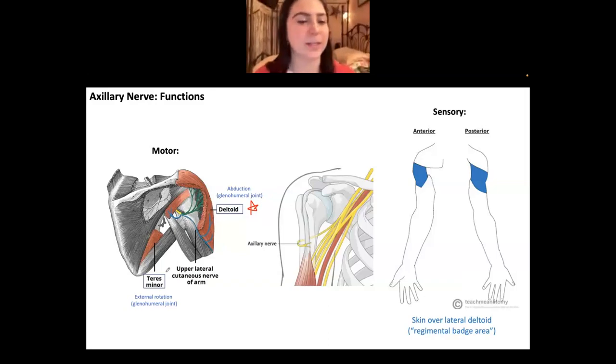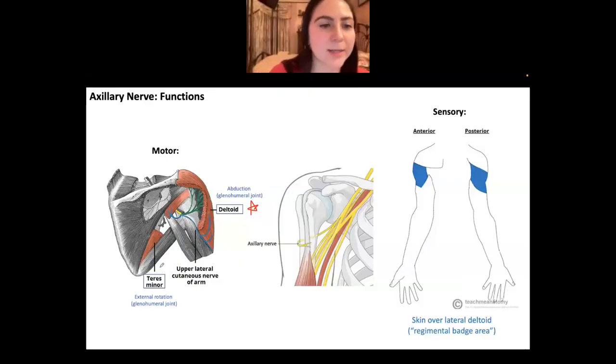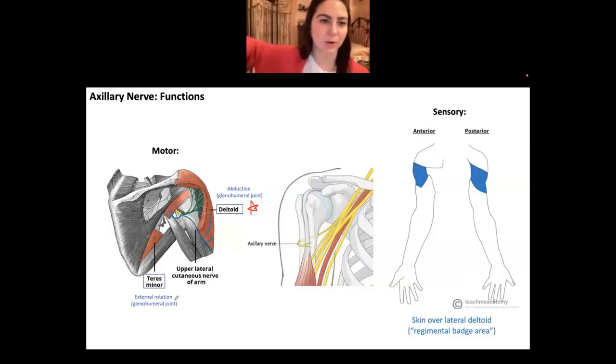It also innervates the teres minor, and the teres minor is really big for external rotation at the glenohumeral joint. Okay, so external rotation. I have a video to show. It's kind of a weird thing. It's kind of like a movement backwards like that, but I'll show you in the video. But that's what the axillary nerve does. It innervates these two muscles, and these are the two functions of those muscles, external rotation and abduction, both at the glenohumeral joint, which is basically the shoulder.